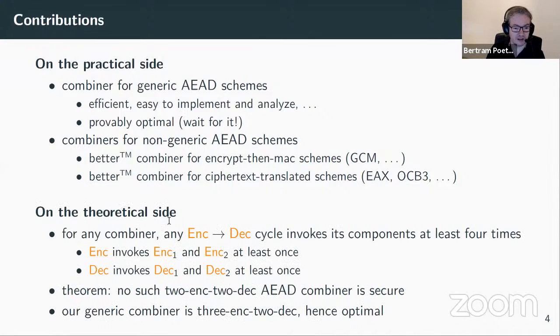On the theoretical side, we have an infeasibility result. If you have a combiner, then intuitively you might think that if you first encrypt and then decrypt, internally you will invoke twice the encryption function of the two component primitives, and twice the decryption function when you decrypt. So overall four calls. But our theorem says that if you have just four calls, you can never securely combine. You need more than four, and our generic combiner will actually use five invocations in total, and this is why we call it optimal.